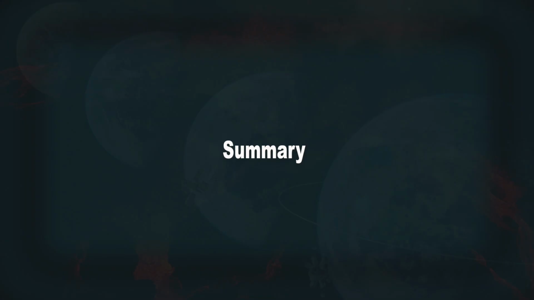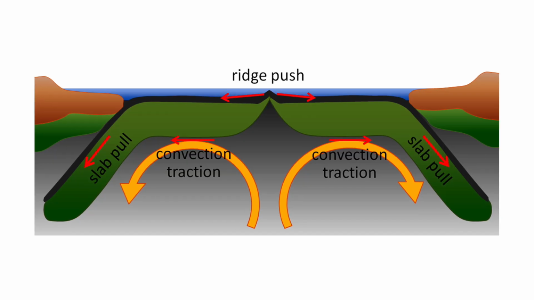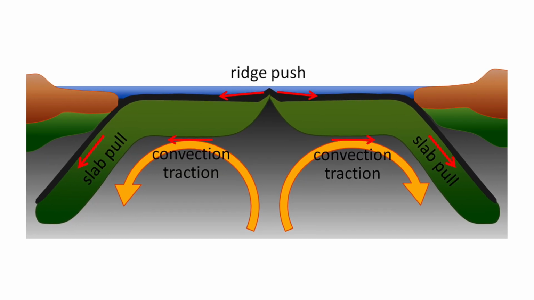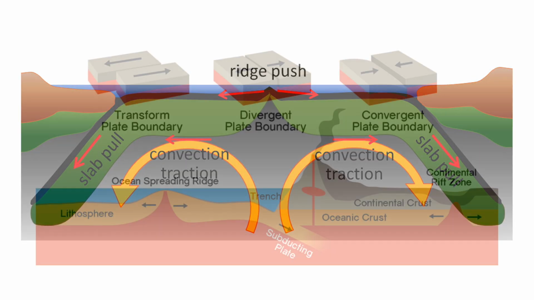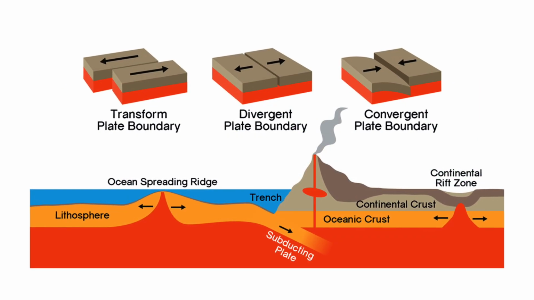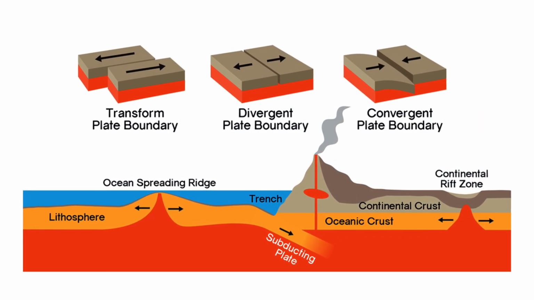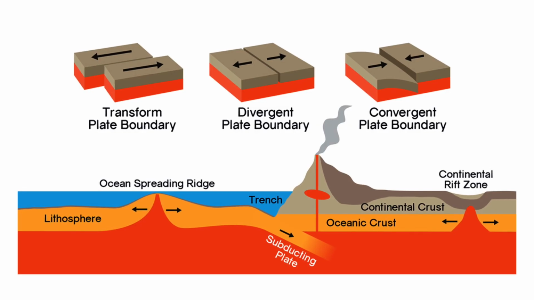Summary. The theory of plate tectonics, developed in the 1960s, revolutionized our understanding of Earth's surface dynamics by proposing that the lithosphere is divided into rigid plates moving over the ductile asthenosphere. These movements are driven by mantle convection, slab pull and ridge push. Earthquakes and volcanoes occur primarily along plate boundaries: divergent, convergent and transform.